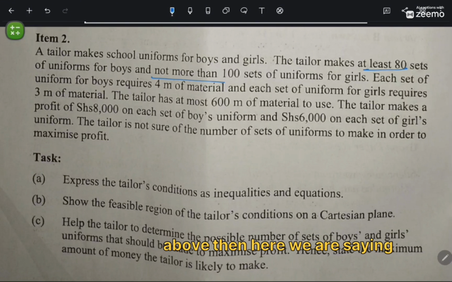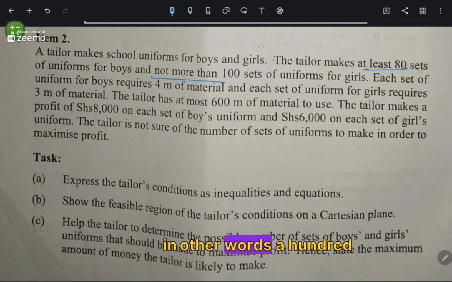80 and above. Then here we are seeing that for the girls, the tailor does not make more than 100 sets of uniforms. What does that mean? The number of sets of uniform for girls do not exceed 100. In other words, 100 is the maximum. In other words, the tailor makes at most 100 sets of uniforms for girls.